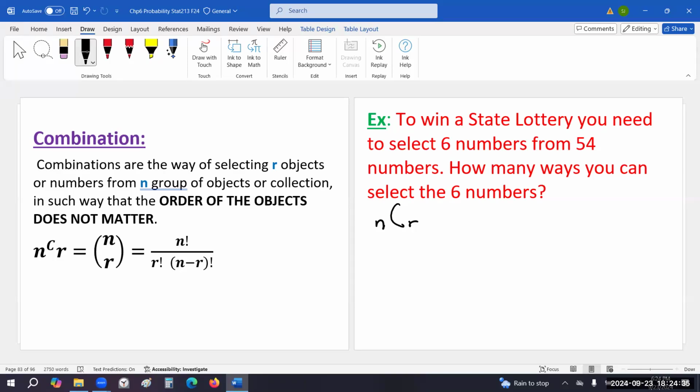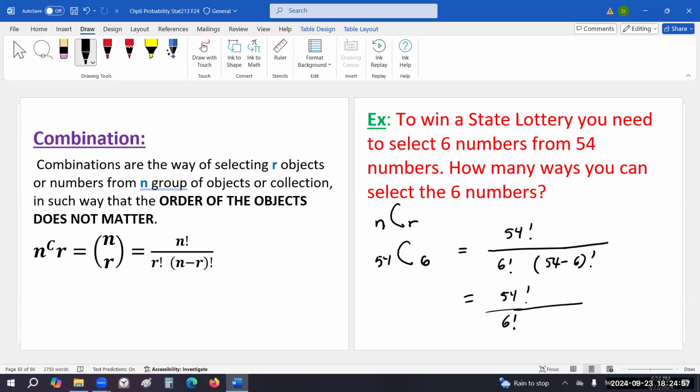Total, how many numbers do you have? 54. And you're choosing how many numbers? 6. So 54 factorial divided by 6 factorial times (54 minus 6) factorial. 54 factorial, 6 factorial. What is 54 minus 6? 48 factorial.